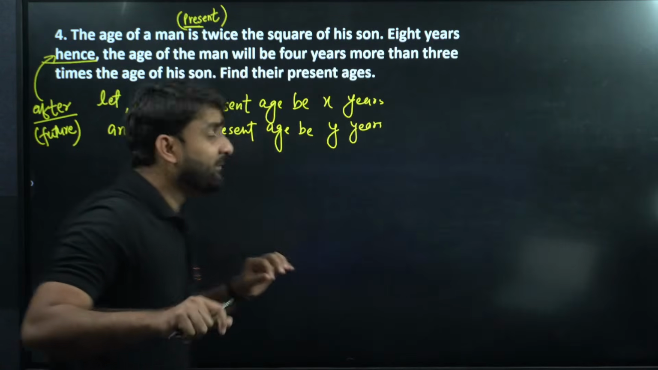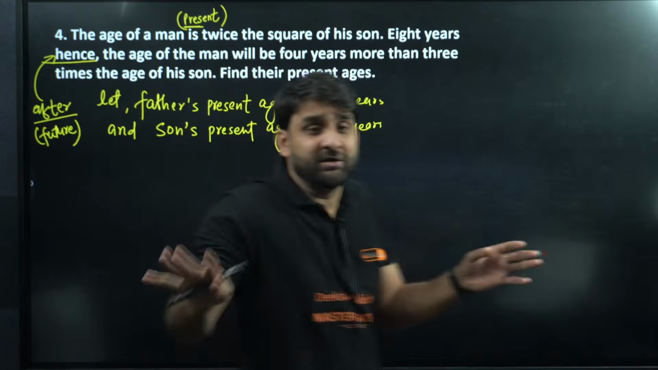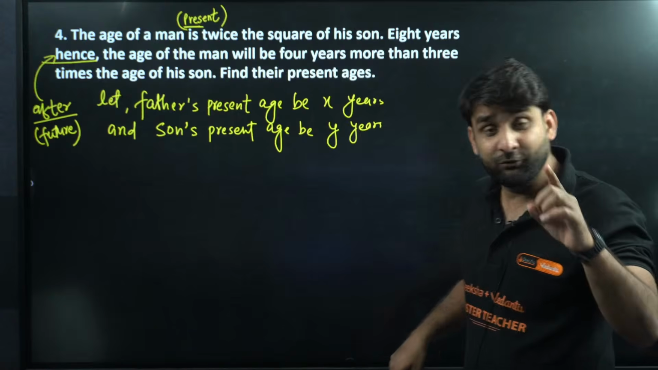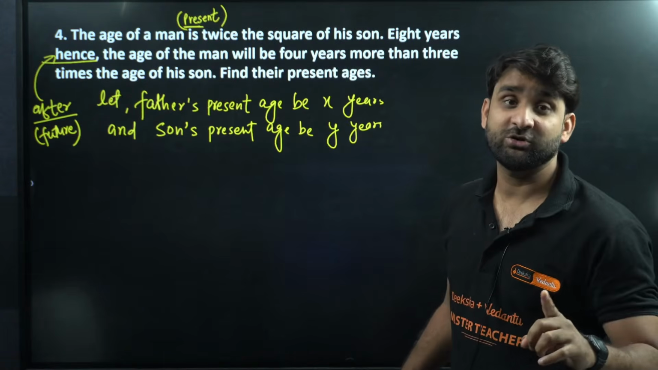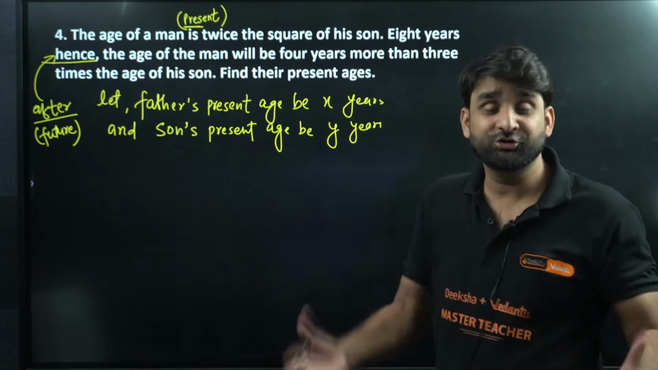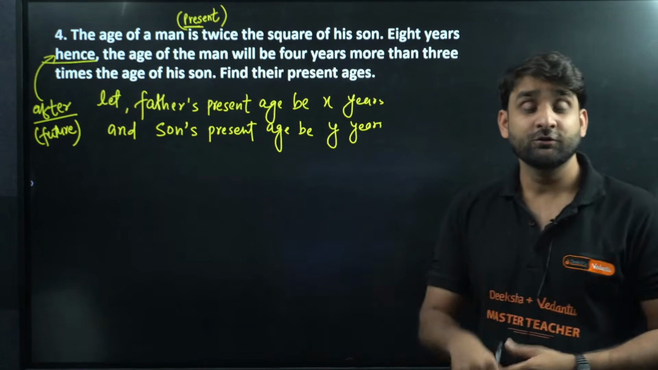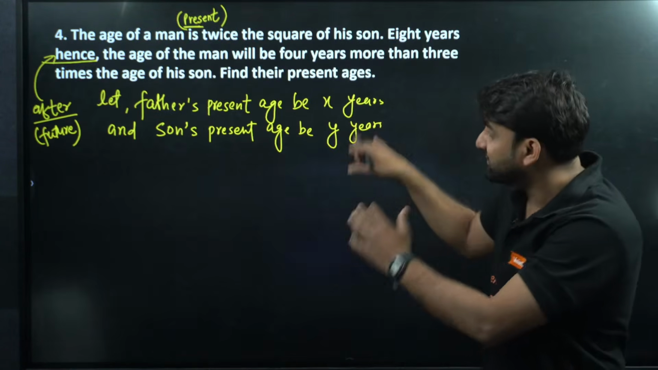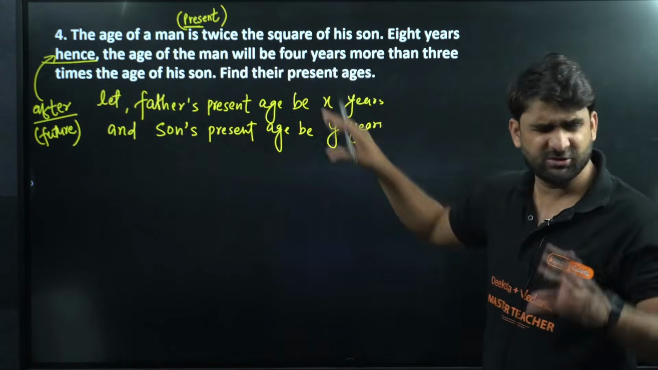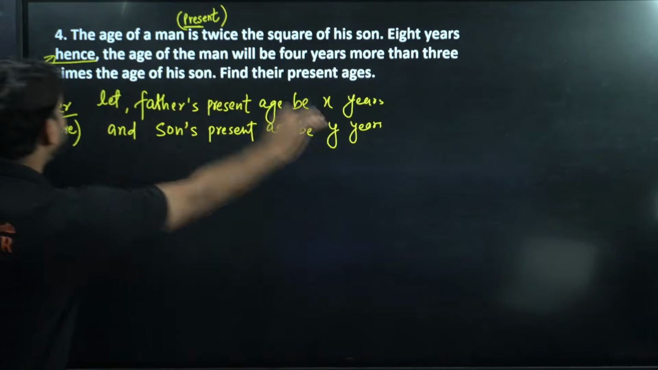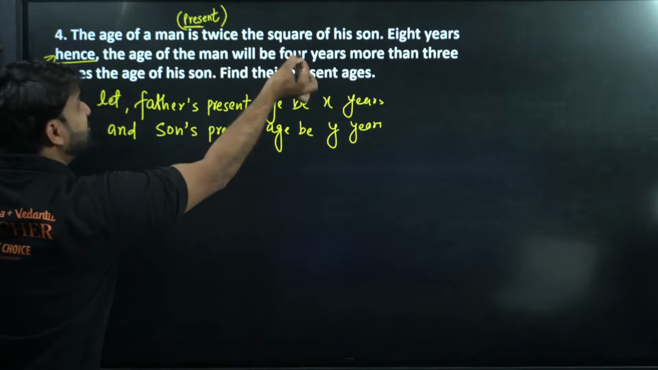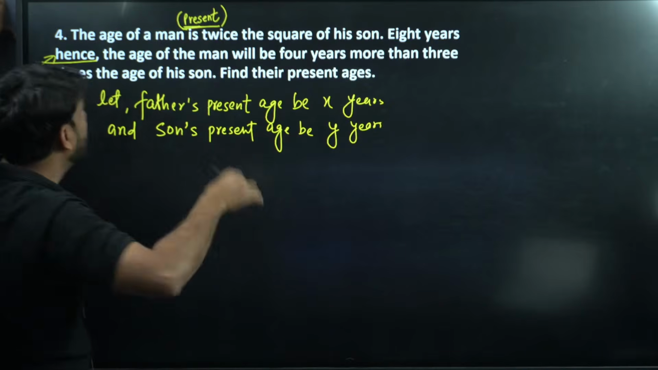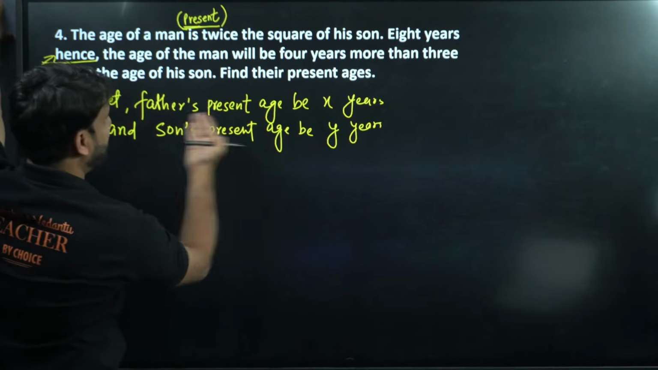Okay, so I have supposed the father's present age be X years and the son's present age be Y years. If you don't suppose the present ages, you cannot write the equation, and without an equation it is not possible to find the present ages. So to form the equation, we have to suppose X and Y as the present ages. Now read the question carefully. The age of a man is twice. We are talking about the present time. We have supposed the father's age is X.